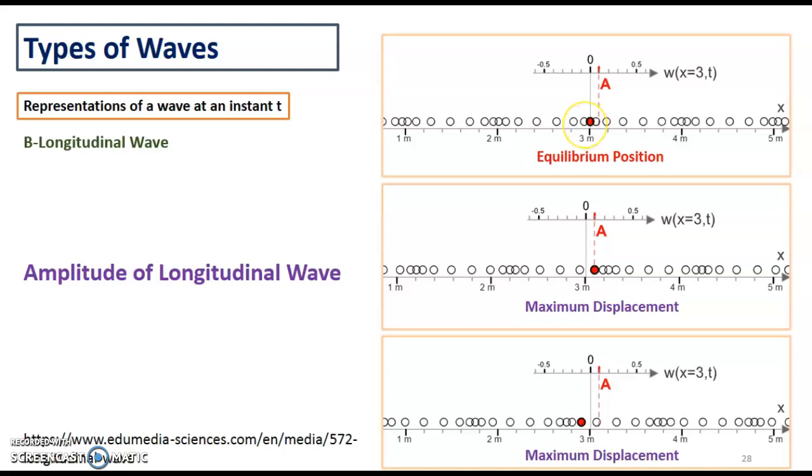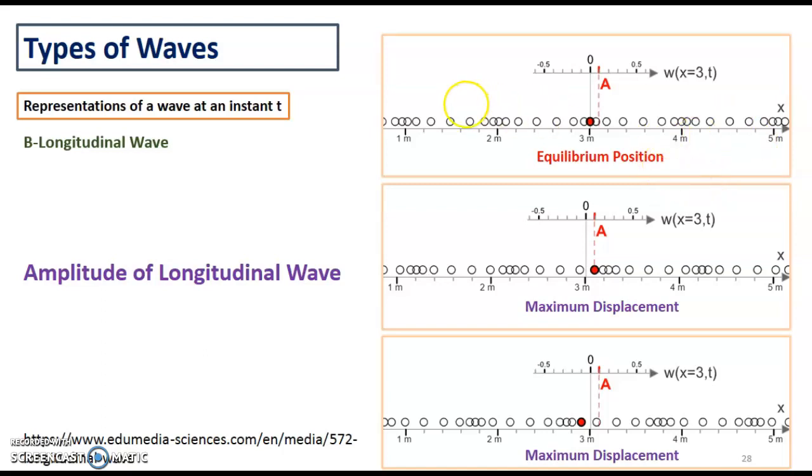So before disturbance. After a disturbance propagates through the medium and reaches this marked point, the point starts to vibrate horizontally to the right and to the left. As you can see here in the second figure, in the middle one, the marked particle moved to the right to a maximum displacement, and this maximum displacement is marked by capital A.